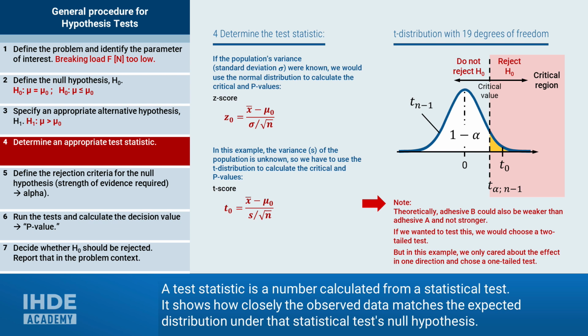Here's a quick note. Theoretically, adhesive B could also be weaker than adhesive A, but not stronger. If we wanted to test this, we would choose a two-tailed test. But in this example, we are only interested in the effect in one direction and therefore chose a one-tailed test.